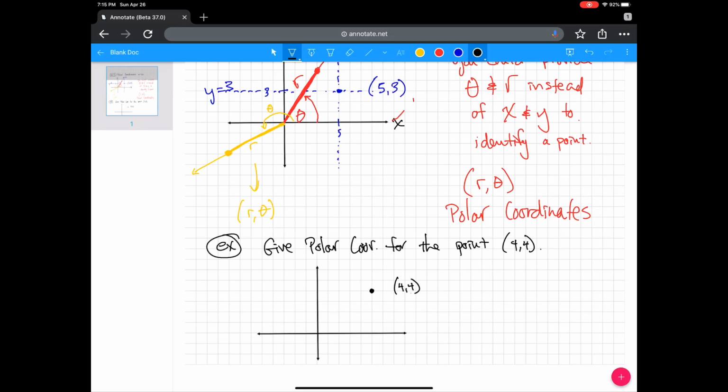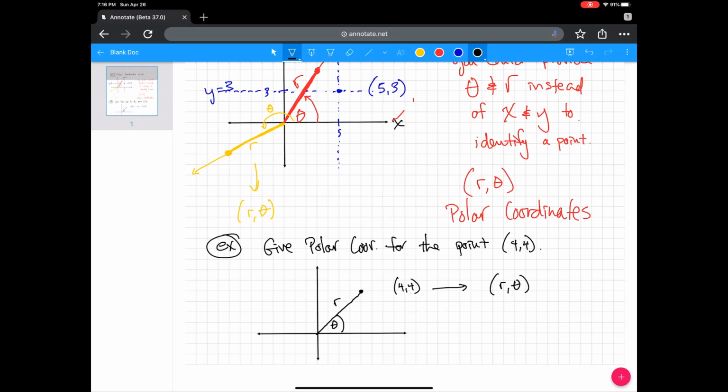And then I can think about how would I translate that. Let's get the right point. 4 to the right of 4. There we go. So then what I want to do is I want to imagine expressing this distance r and this angle theta, so that that's the point that you would have.